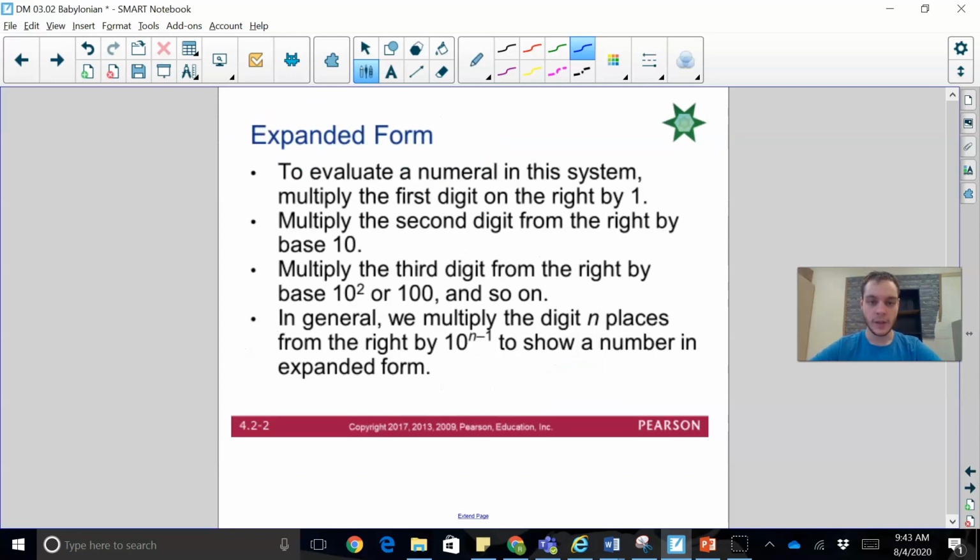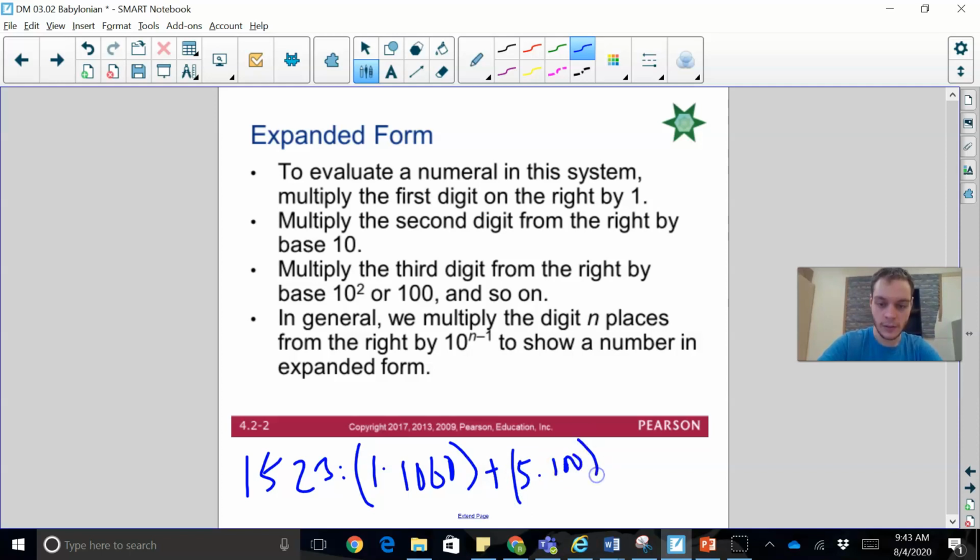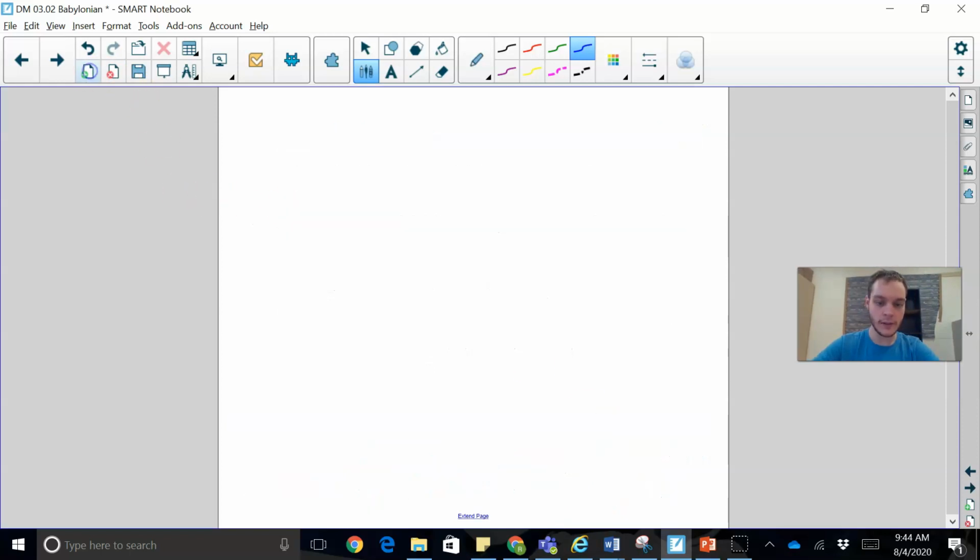Now, expanded form, which we base the numeral system off of, is 1, and then 10 to the first, 10 to the second, and so on. So, for example, let's look at 1523. This digit, the 1, is 1 times 1,000, plus 5 times 100, plus 2 times 10, plus 3 times 1. And we have been doing this the whole time. Let me just rewrite this again so I can show you what exactly I'm referring to here.